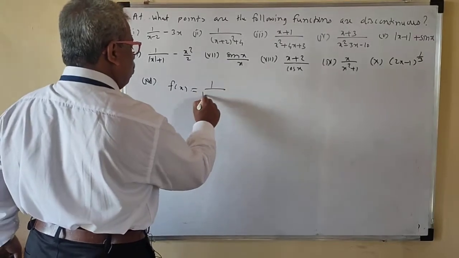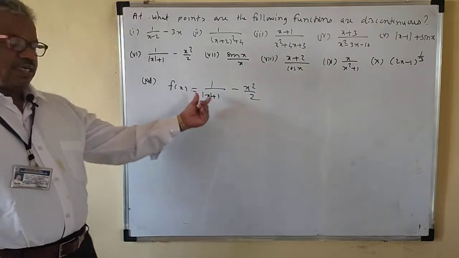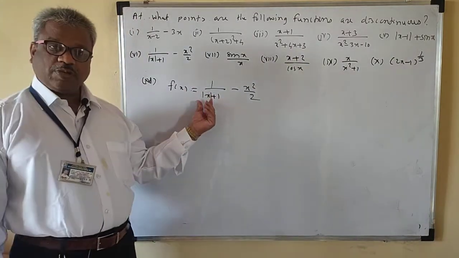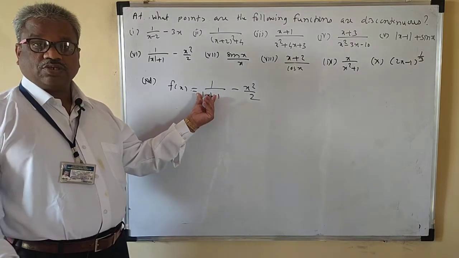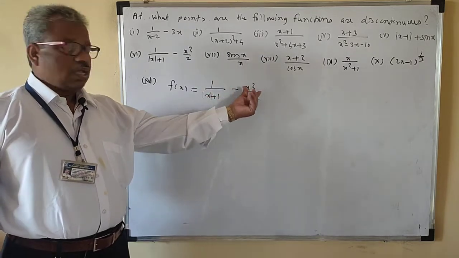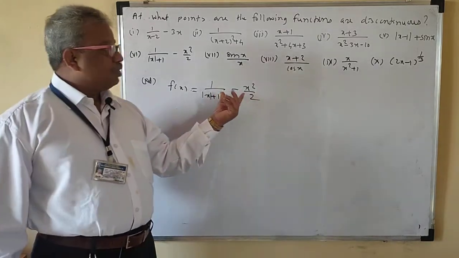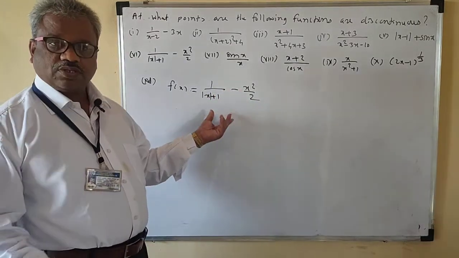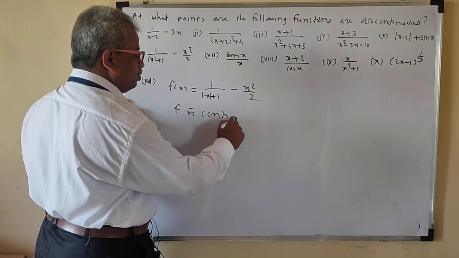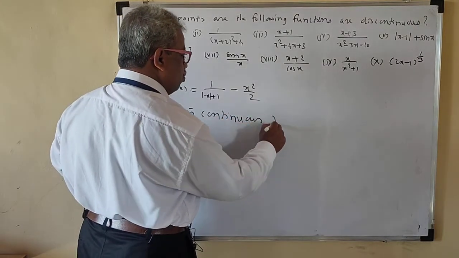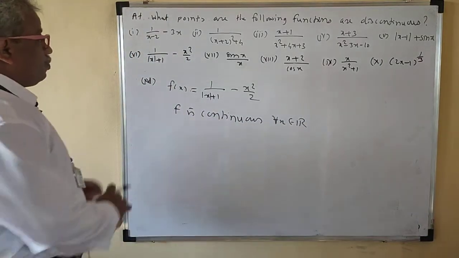So 1 upon mod of x plus 1 minus x square upon 2. Again see that here mod x is always positive, whatever x may be. So positive plus positive, so this number cannot be 0 for any x. So this denominator is not equal to 0. And x square upon 2 is a polynomial of degree 2. Right? So you know that the sum or difference of two continuous functions is continuous. So f is continuous for all x belong to R. That means there is no discontinuity.